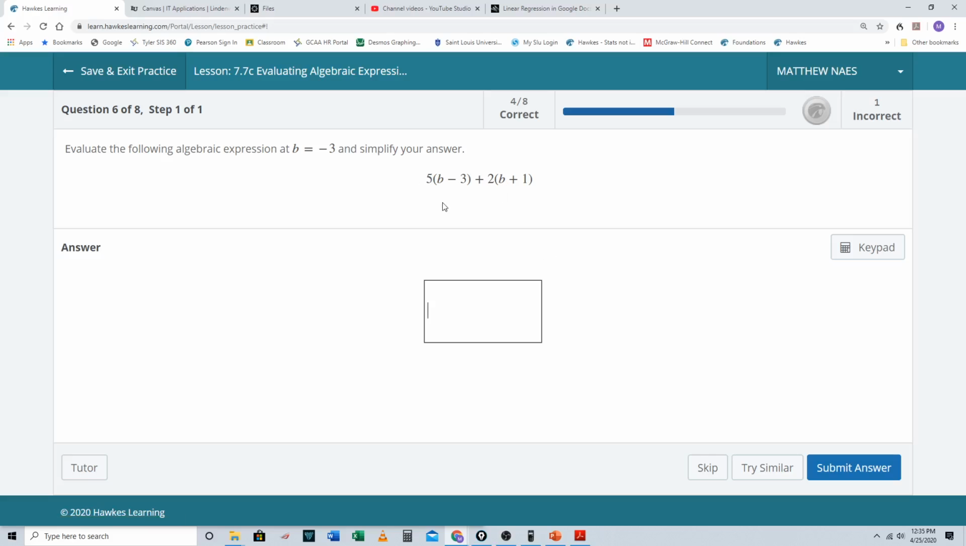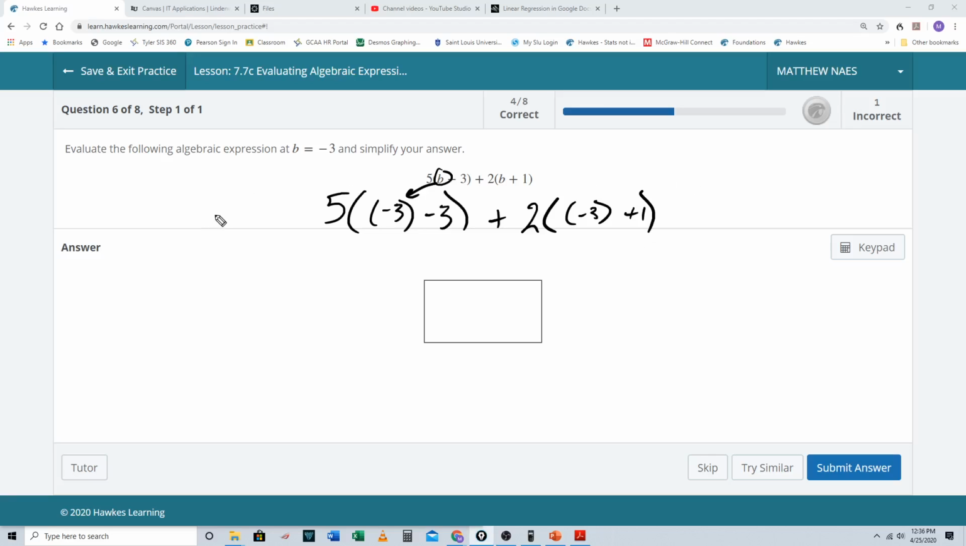Okay, let's look at this one. Again, every b gets replaced with -3. So it becomes 5 parentheses, and again I have another parentheses, -3 minus 3, close parentheses. So again, that b became a parentheses -3. Plus 2, again, parentheses, that b becomes another parentheses -3, plus 1.